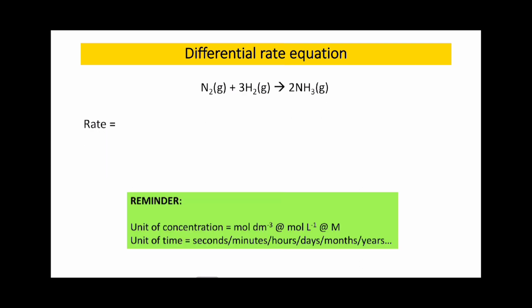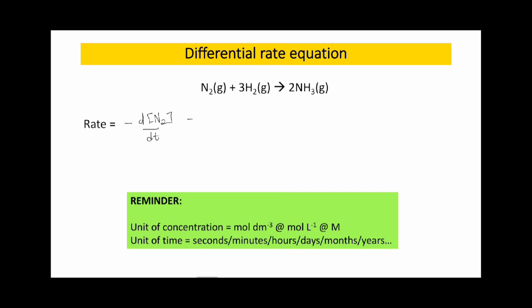Now, let's discuss how to write the differential rate equation. As time goes on, we know that the concentration of the reactant will decrease, while the concentration of the product will increase. So, to write the differential rate equation, we have to start by writing the rate first, which equals minus d concentration of the reactant N2 over dt. The reason why we write minus is because the concentration of the reactant decreases.